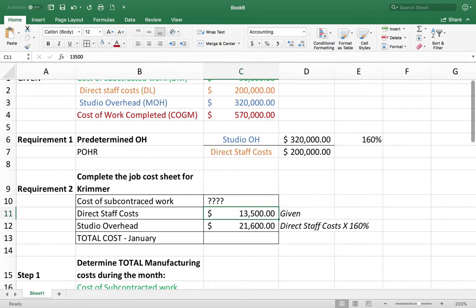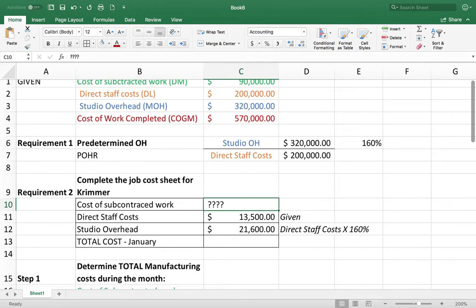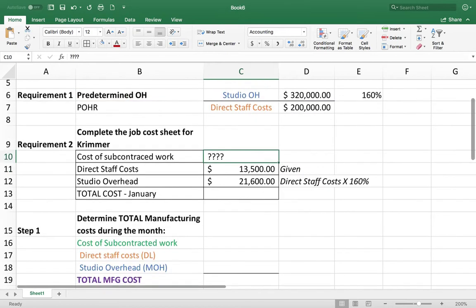So here, because we know the 160%, we can start to fill this in. The direct staff costs were given to us in the problem. Somewhere it says at the end of January, only one job was still in process, and it's been charged with $13,500 in direct staff costs. So I just took that down here. How did I get this? Well, I took this amount times 160% to come up with this. So I still don't know how much the cost of the subcontracted work is, otherwise known as the direct materials in the manufacturing world.